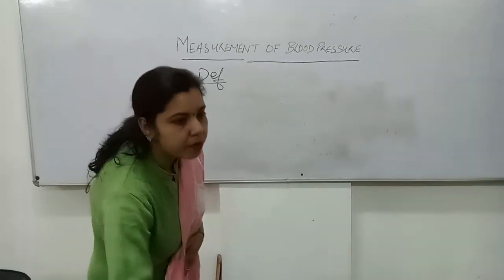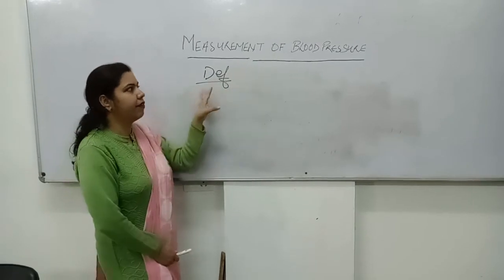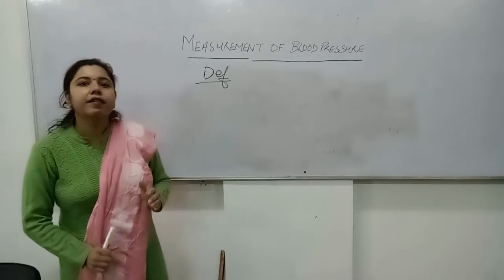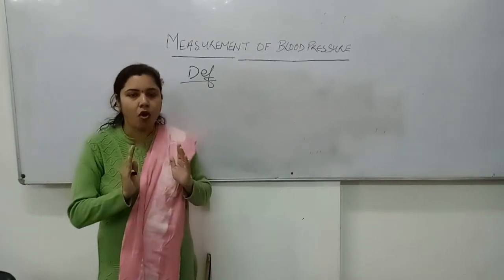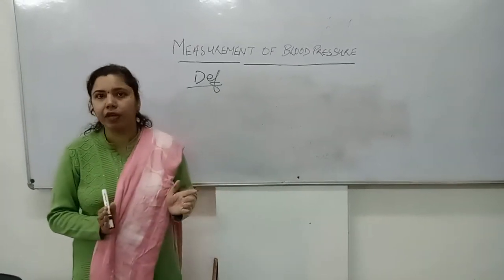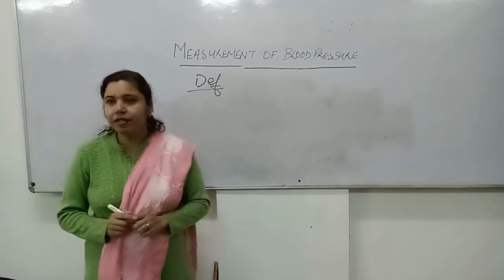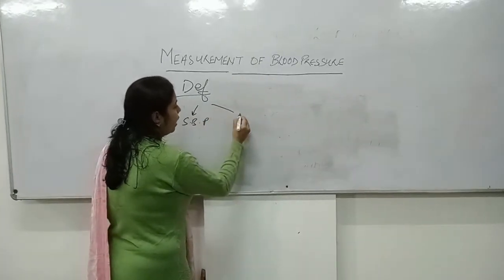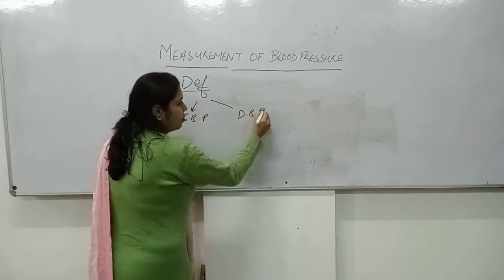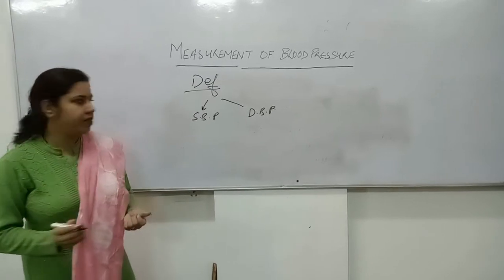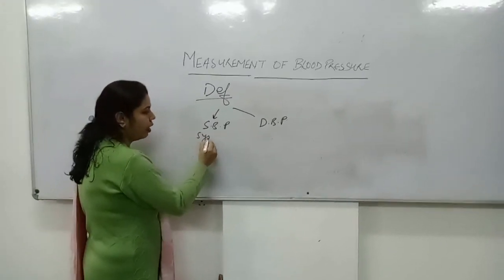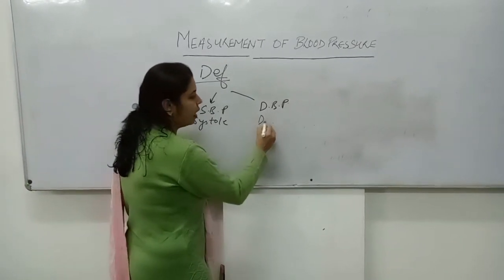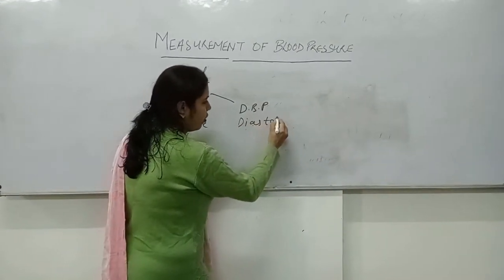The first question which will be asked in this practical is the definition of blood pressure. Blood pressure is the lateral pressure exerted by the column of blood on the lateral wall of the arteries. It can be expressed in terms of systolic blood pressure and diastolic blood pressure. The systolic blood pressure is the maximum pressure exerted during systole of the heart, and the diastolic blood pressure is the minimum pressure exerted during the diastole or relaxation of the heart.